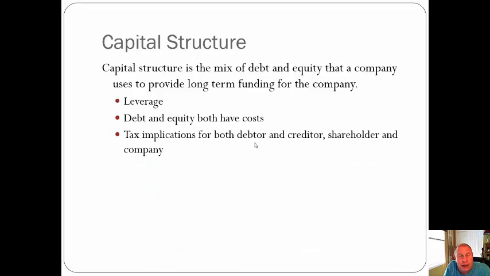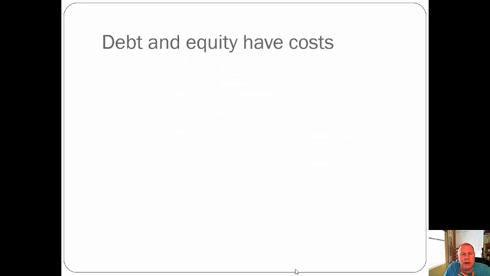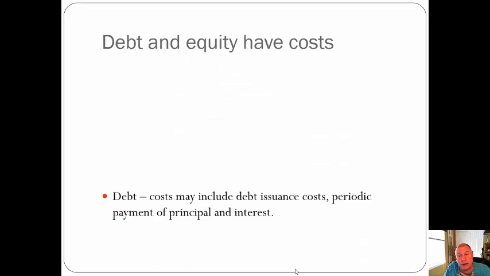There's tax implications around that, as we saw. And there's tax implications whether you're a debtor or a creditor, or a shareholder in the company. So those were things there. Oftentimes it involves payment of dividends or stock buybacks. So now I said there's cost. Let's take a few minutes and look at what these different costs can be. The debt and equity have costs.